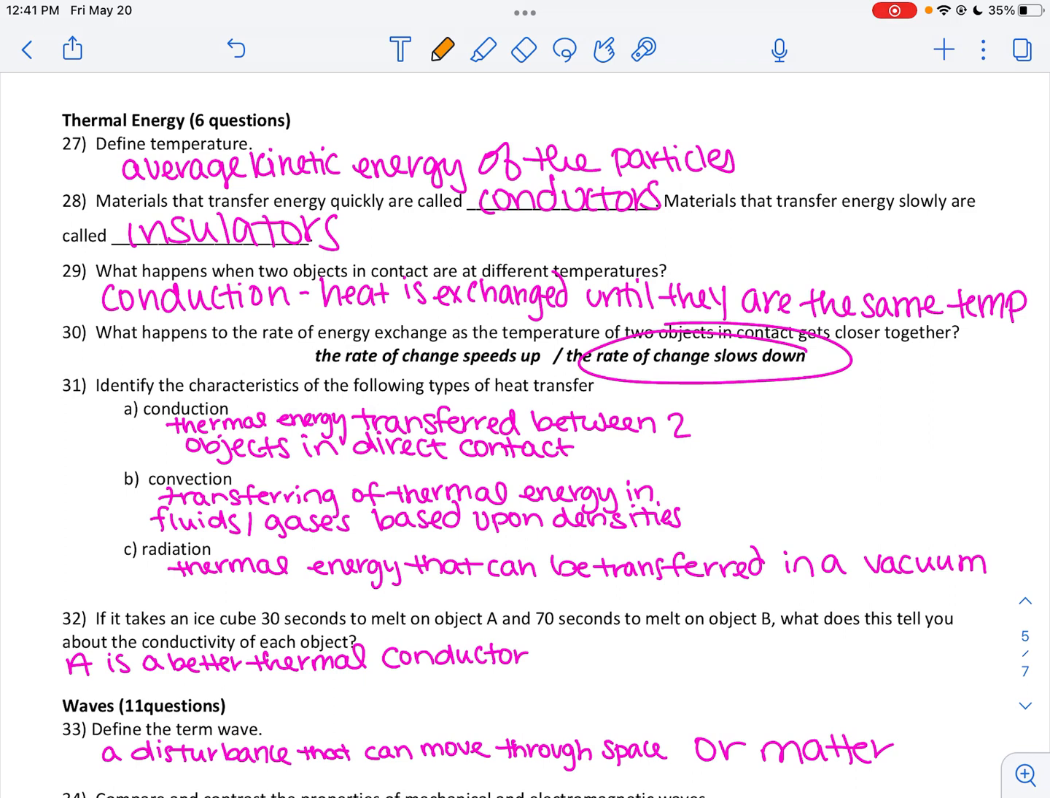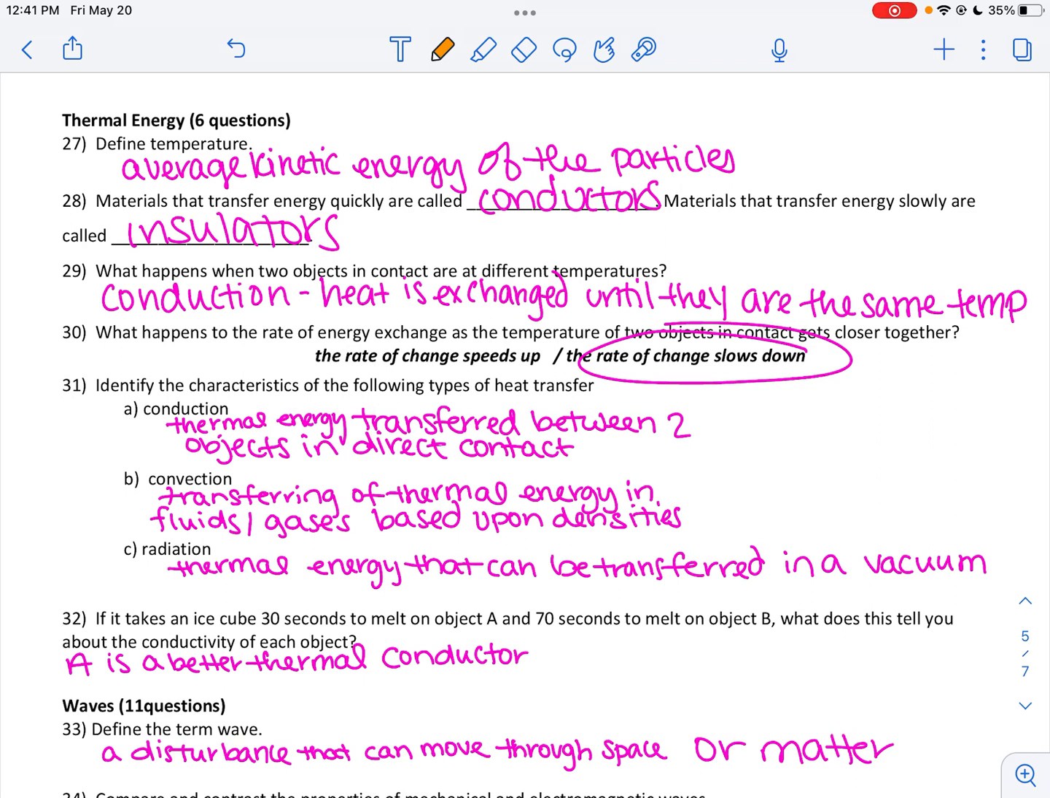Okay. Remember, temperature measures the average kinetic energy of the particles. This is kind of a sensation, whether it feels hot, whether it feels cold. Objects that are good conductors, whether thermal or electrical, can heat up quickly in terms of thermal, or they allow electrons to flow through them in terms of electrical. For those that do not heat up quickly, that would be an insulator.